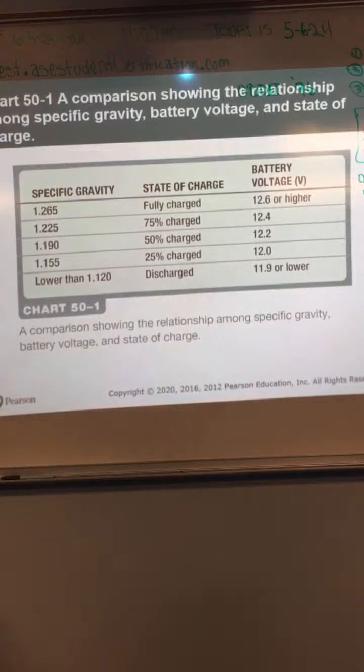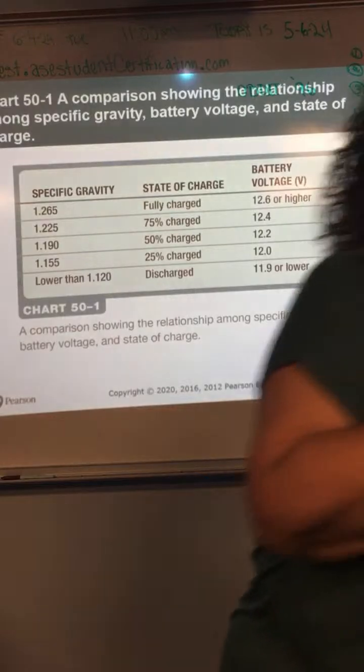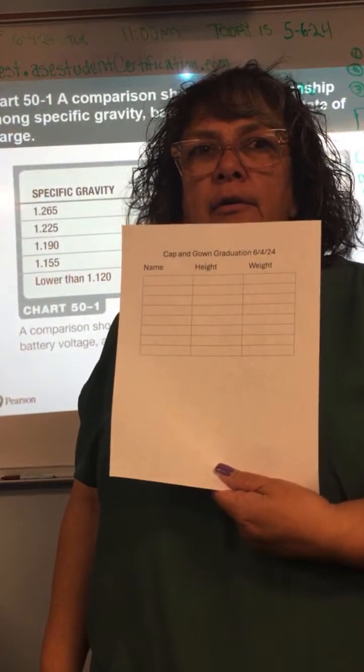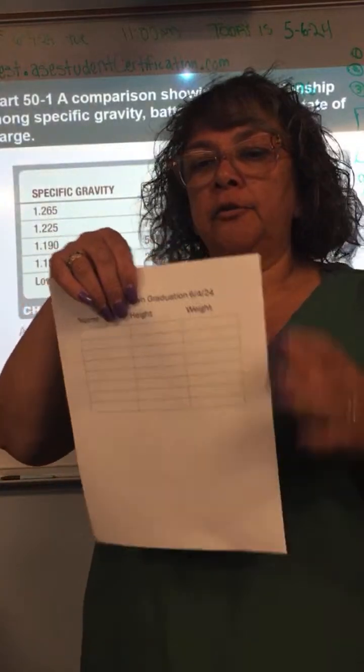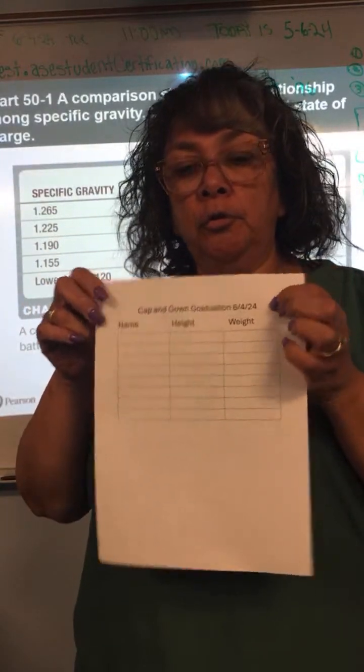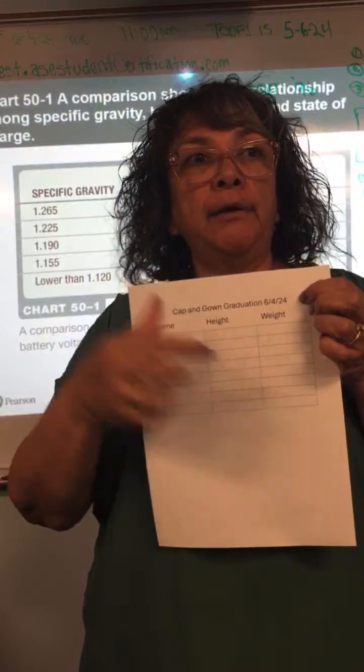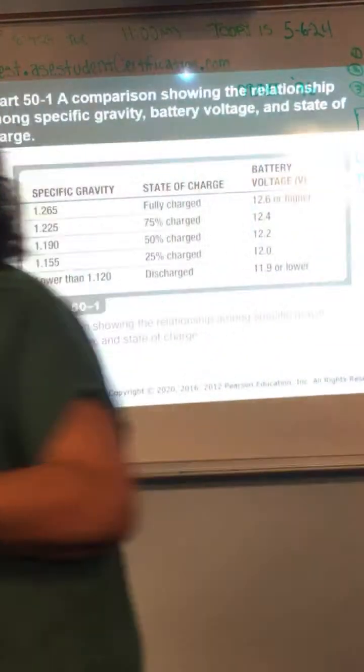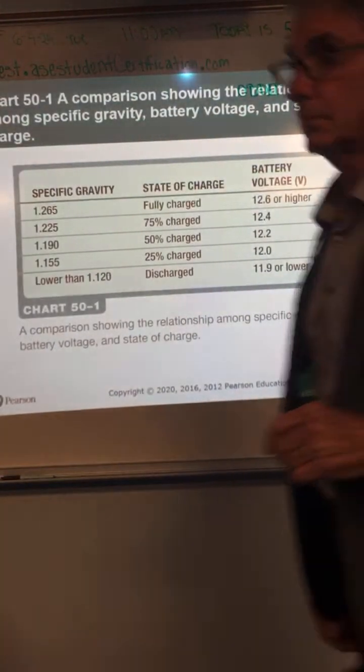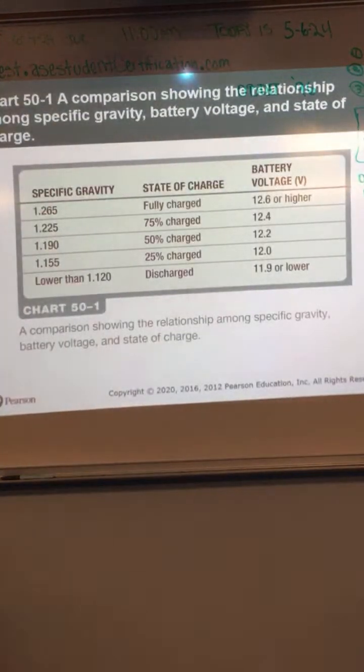Did I have you guys do this? I don't remember. Did I have you guys fill this out already, the caps and gowns? Or did you? Height and weight? Oh, you did? Okay. So graduation will be on the 4th of June. I just need your name, your height, and your weight, whenever you guys get a chance, okay? Thank you. So I can order caps and gowns.